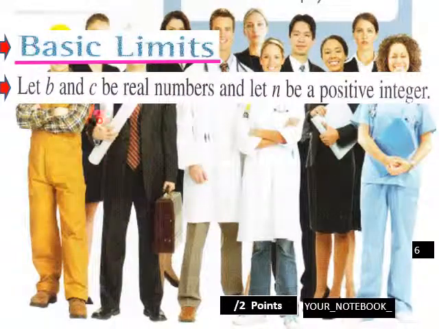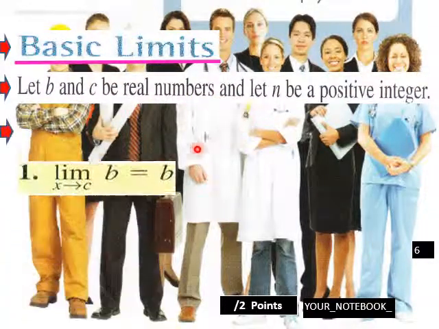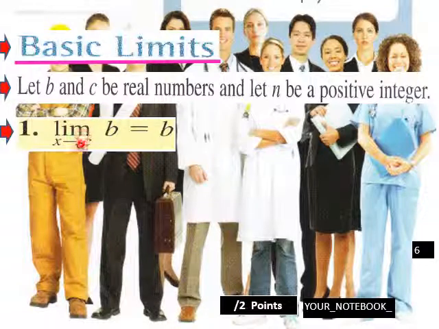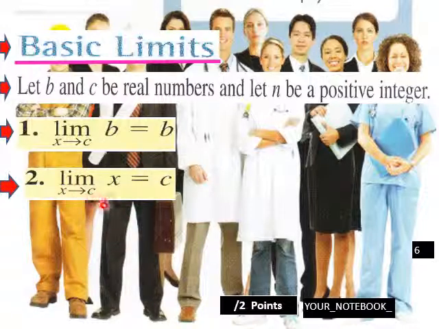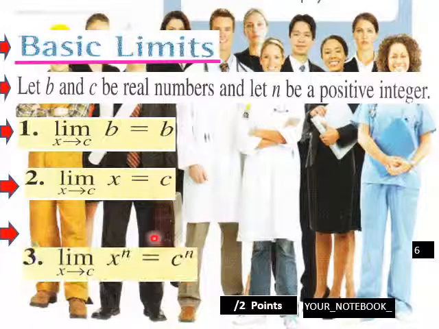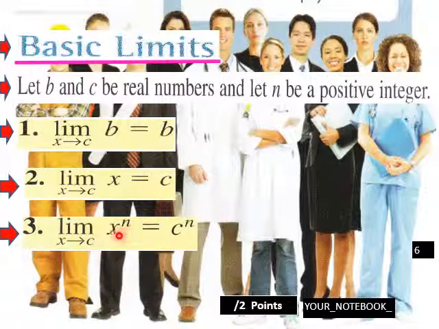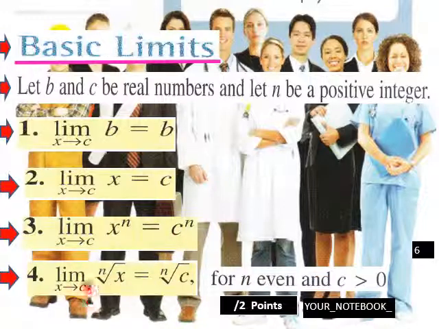Basic limits. Let b and c be real numbers and let n be a positive integer. You have one here: the limit as x approaches c of b equals b. And then the limit as x approaches c of x equals c. And then the limit as x approaches c of x to the nth equals c to the nth. And then the limit as x approaches c of the nth root of x equals the nth root of c, for n even and c greater than 0.